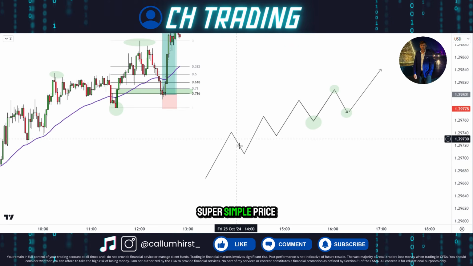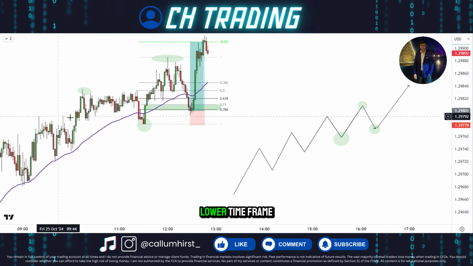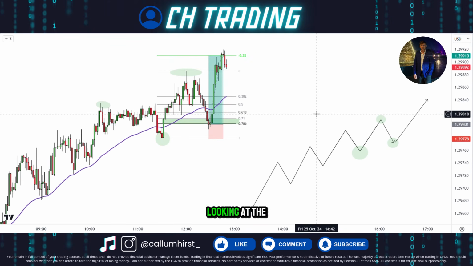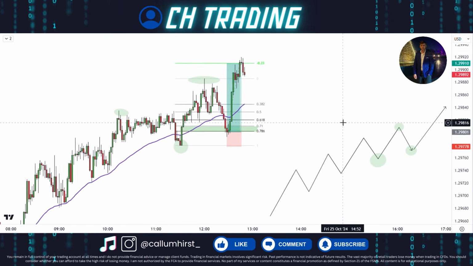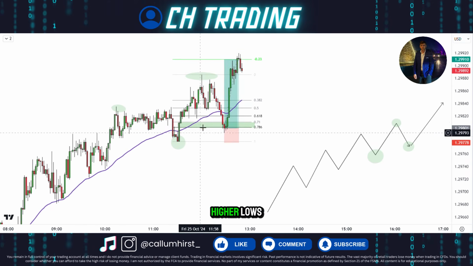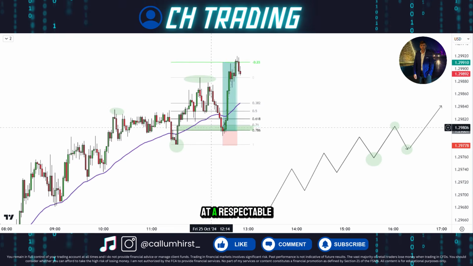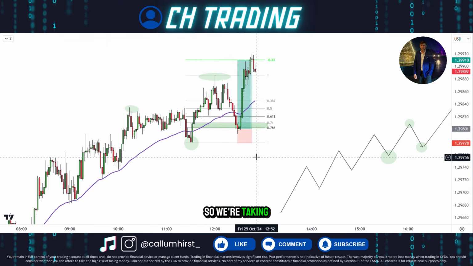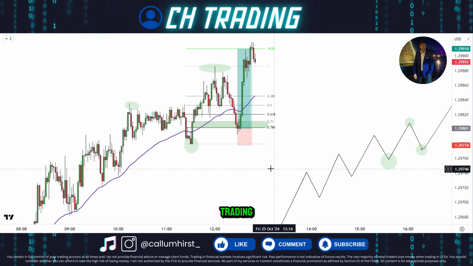Super simple. Price is trending. We're on the lower time frame, so this is on the 2 minute currently. We're on the lower time frames looking at the little heartbeat of the market, and we're just strategically seeing that price is going higher, making higher highs and higher lows, and we've looked for a level to get into the market at a respectable point that would mean that we win a lot more when we win than we lose when we lose. So we've taken a strategic, measured approach to trading.